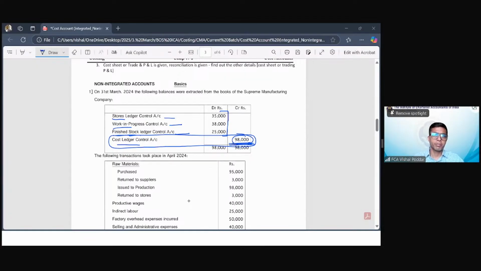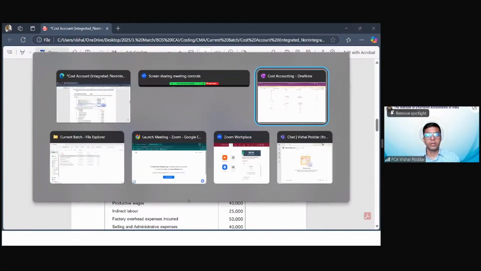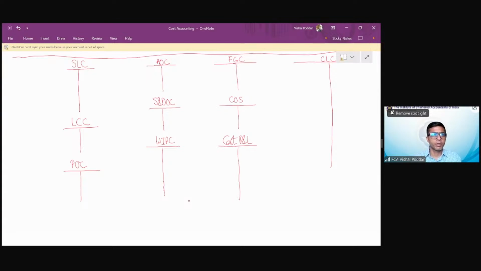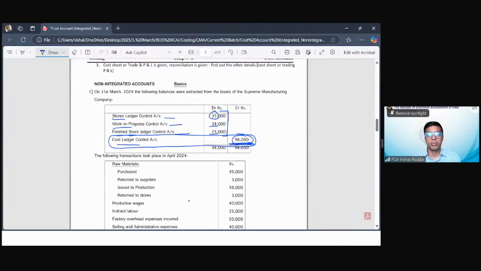Okay. Now for simplicity again, I will be using only figures in thousands. So my opening balances are 35, 38, 25. So it is 35, 38, and 25 to balance brought down. To balance brought down. To balance brought down. And then by balance brought down. How much is it? 98. Okay. Now we start passing the entries.